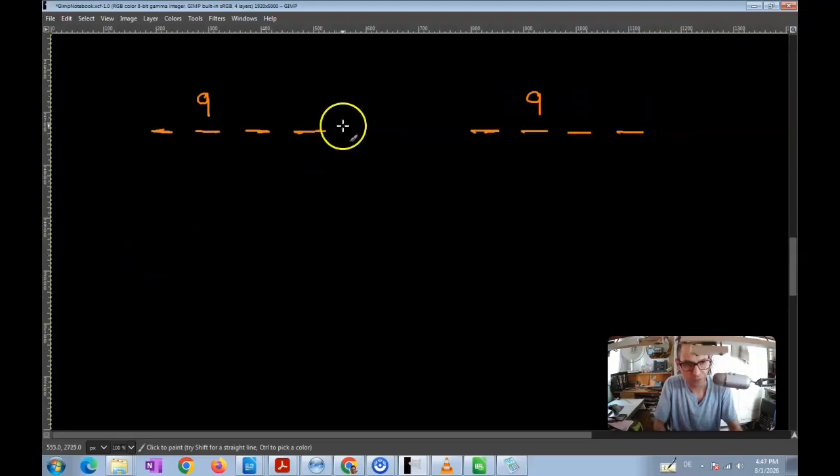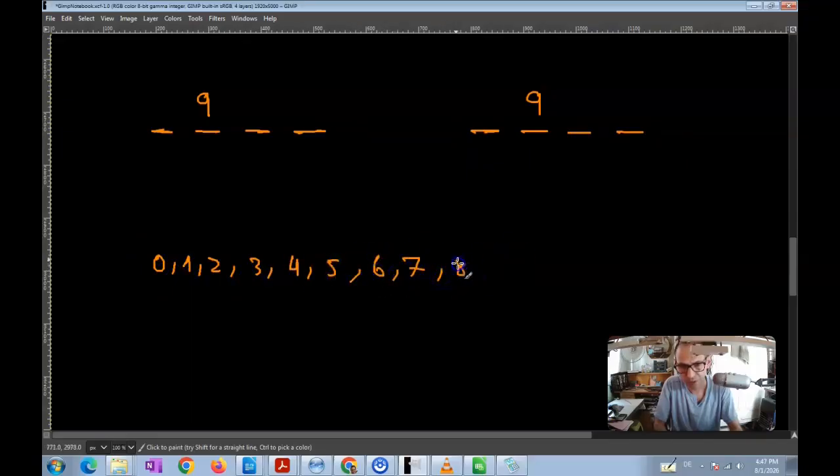And for the rest of these digits, I can choose from 0, 1, 2, 3, 4, 5, 6, 7, 8, and 9, right? Of course 9 has already been taken, so I cannot choose 9 anymore. So let's make this the smallest number, and let's make this the greatest number.